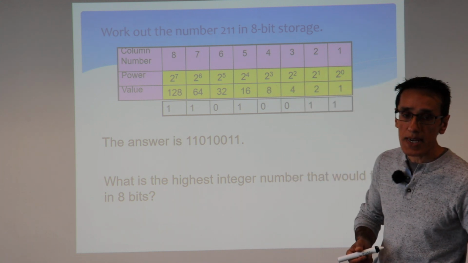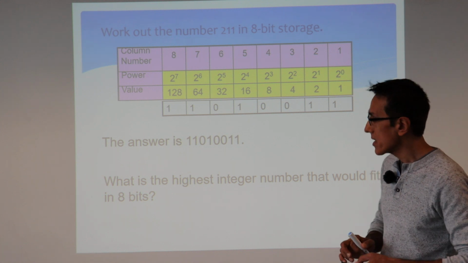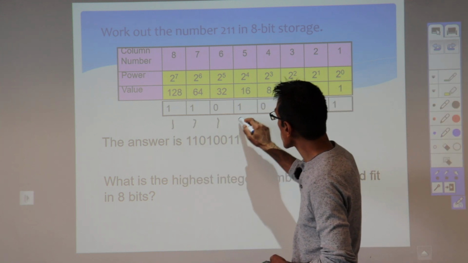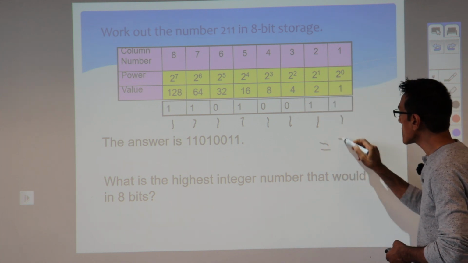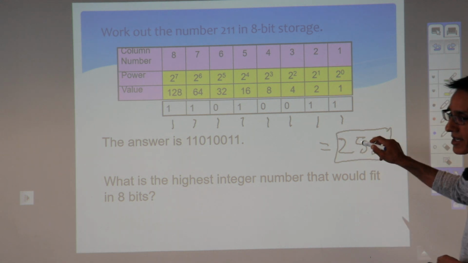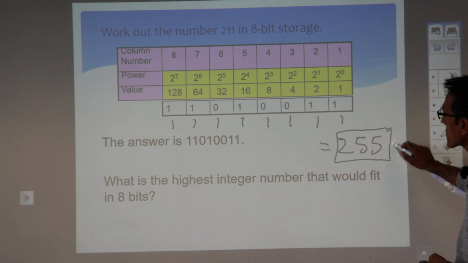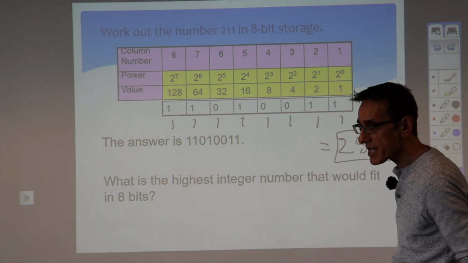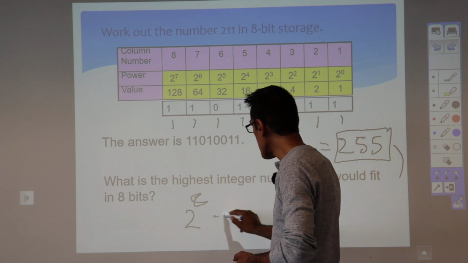What's the highest integer number? Integers mean whole numbers, no decimal points. What's the largest or highest number we can fit into 8 bits? Well, 8 bits, it just means we set all the bits to 1. And when we set all the bits to 1, we have 255. That is an odd number because the last bit is a 1. Another way to work out the largest number that would fit into 8 bits is 2 to the power of 8, take away 1.